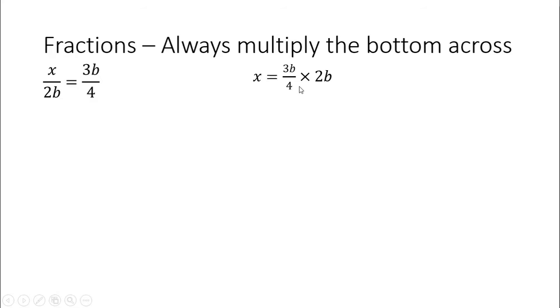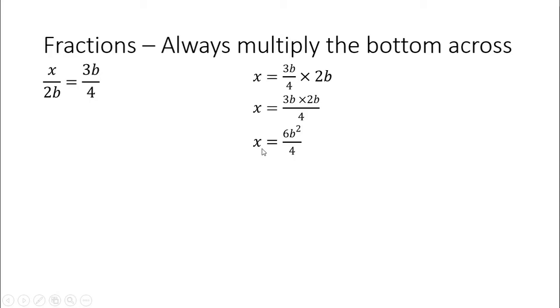Now if I'm multiplying a fraction by a whole number, it's only the top that gets multiplied, because remember our last example, 2b is the same thing as 2b over 1. So if I'd written that as a fraction of 2b over 1, and then I multiply the tops together, I would get 3b times 2b, and I multiply the bottom together, I would just have 4 times 1, so the bottom will not change. I've got 3b times 2b on the top, and 4 stays the same on the bottom. That is 6b squared. X is equal to 6b squared over 4.